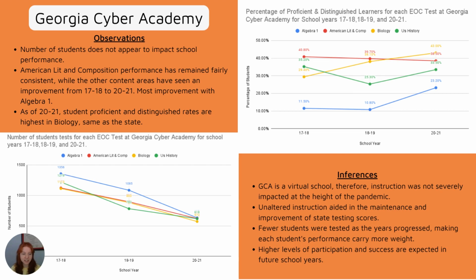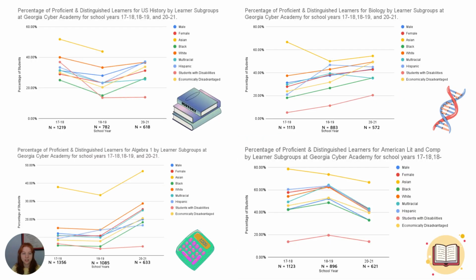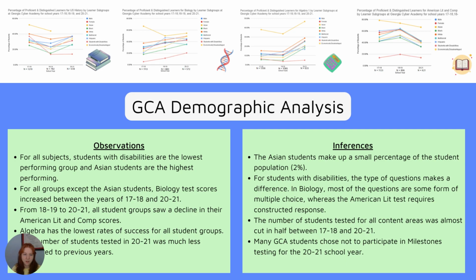So how did the specific demographics perform on these EOC tests at Georgia Cyber? So we get 4 charts here. We are looking at, in the top left, our U.S. history scores. Top right is biology. Bottom left is Algebra 1, and bottom right is American Lit and composition. So we can take a second to look at these charts, but on the next page, we get the charts again here at the top, and we get the GCA demographic analysis.